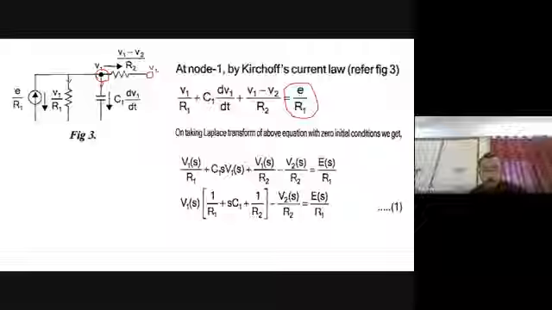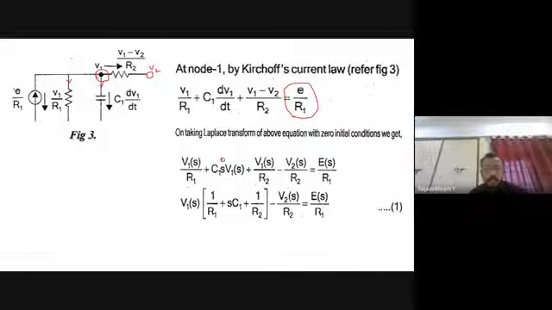So next you are taking the Laplace transform: V1 of S divided by R1, and for the first derivative, you see that C1 into S into V1 of S, plus V1 of S minus V2 of S divided by R2 equal to E of S by R1. So from this equation, you are deriving the expression in terms of V1 of S.